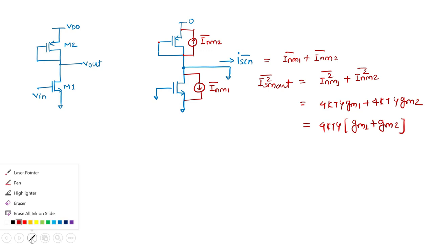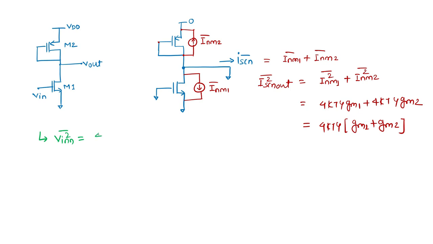The rest of the noise optimization analysis you can do. I should write the expression for the input referred noise mean square for this circuit as well. It is nothing but 4kT, and the short circuit transconductance you can calculate. I will not tell you how to calculate it here again. With gm1 and gm2, the noise calculation is the same for this circuit as well. And you can also see the short circuit transconductance is coming as the transconductance of the input device only.